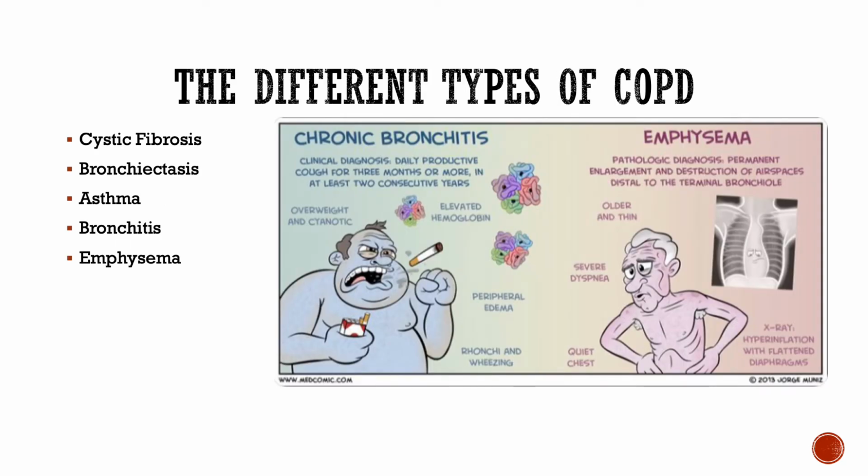When starting to look at COPD, it is important to understand that there are 5 different disease processes that make up COPD. Students typically remember these diseases with the acronym CBABE: cystic fibrosis, bronchiectasis, asthma, bronchitis (usually it's chronic bronchitis, but to remember it, we call it bronchitis), and emphysema. These 5 diseases, we will individually go over each one of them.